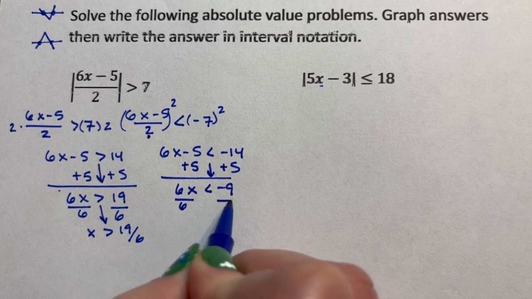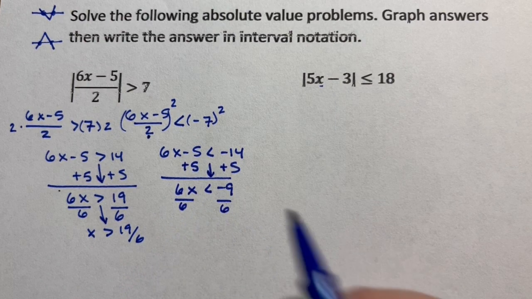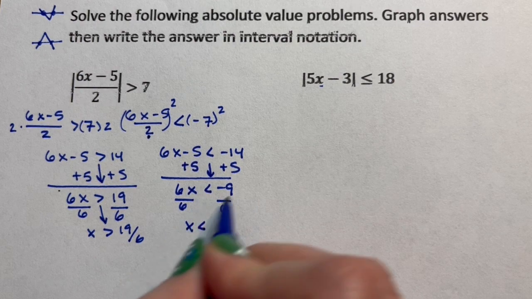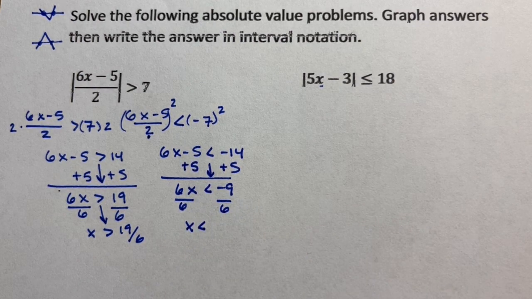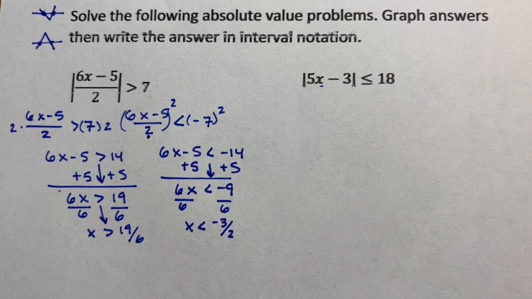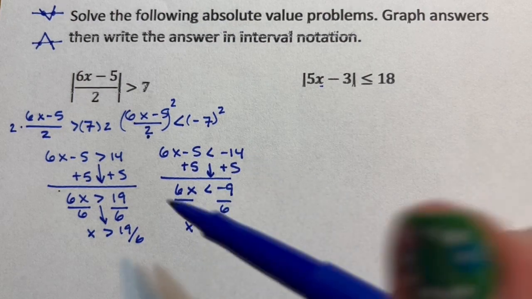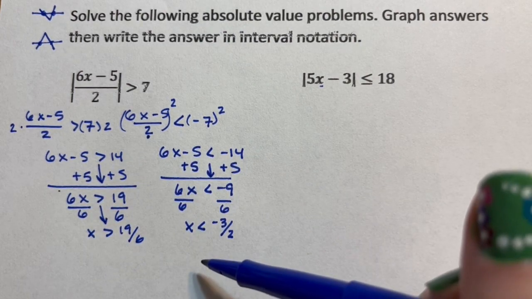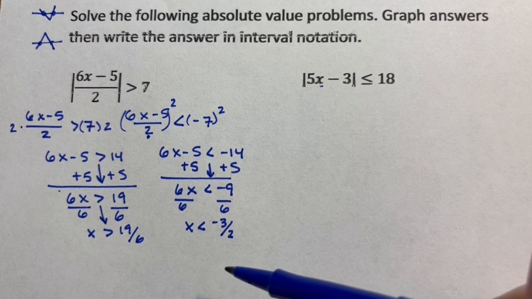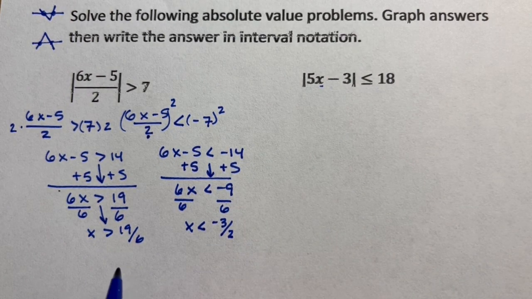Divide by 6 on both sides. I don't need to change my sign. It will stay less than. x is less than, and I do need to reduce my fraction. I want my fractions reduced and improper. I can take a 3 out and have negative 3 halves. So the only thing I had to do on this problem, my inequality signs stayed as they were throughout both sides. I did need to reduce my fraction. That was important. This one I didn't need to reduce because 19/6 was not reducible.